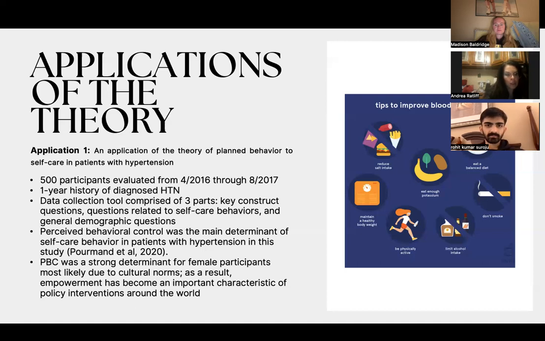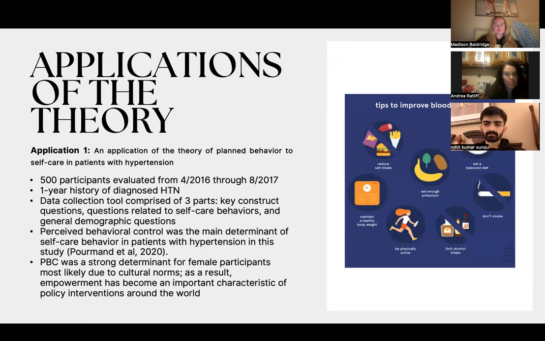One of the most notable important findings of the study was the knowledge gained from the female participants. All of the females questioned indicated that they had low perceived behavioral control. Now, this is important. Poorman and colleagues, the researchers, asserted that this finding is most likely due to the role of women in Iranian culture.